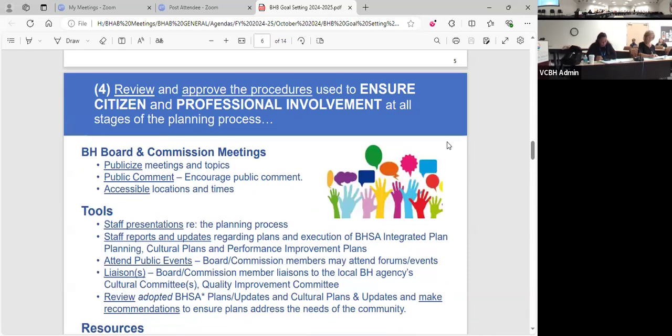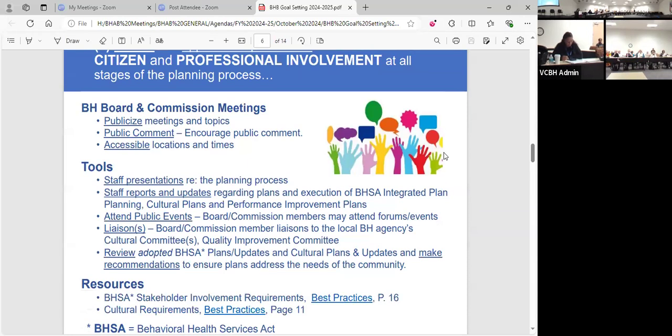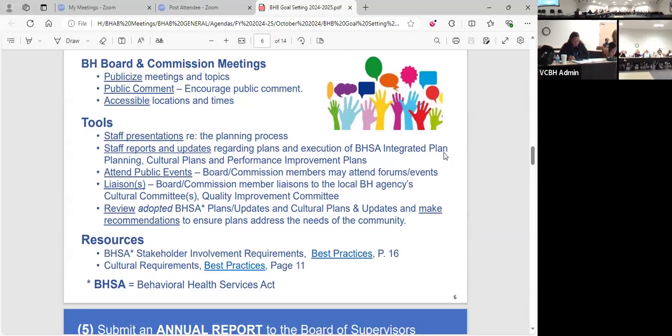Okay, so this is the one area that you actually approve something. Everything else is review and advise. This one actually says review and approve. It's review and approve the procedures.